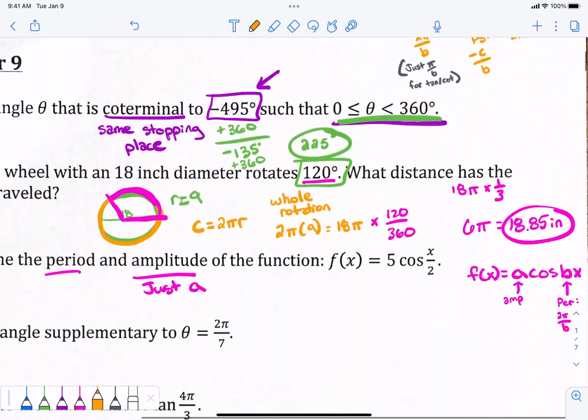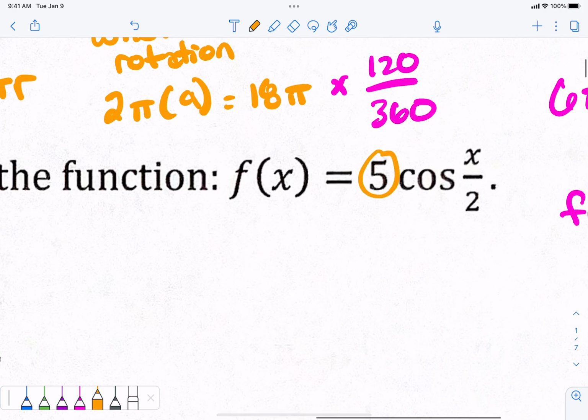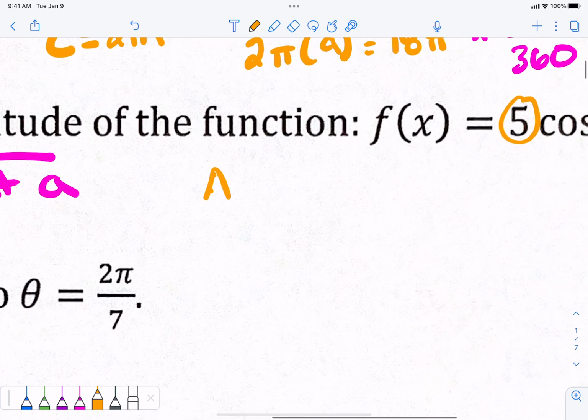All right, so this one, okay? You ready? This one, 5 is the amplitude.